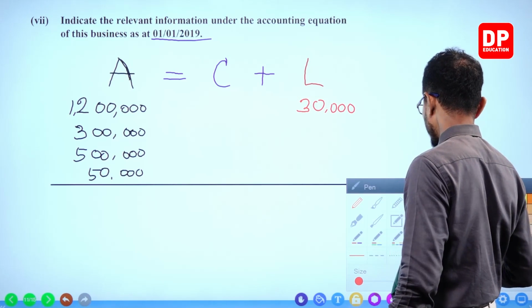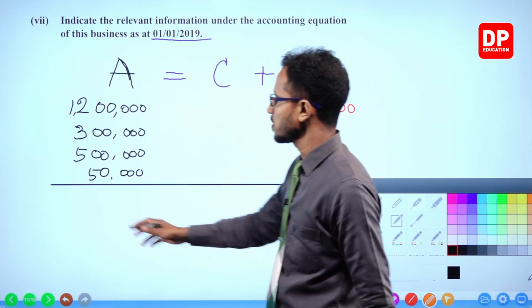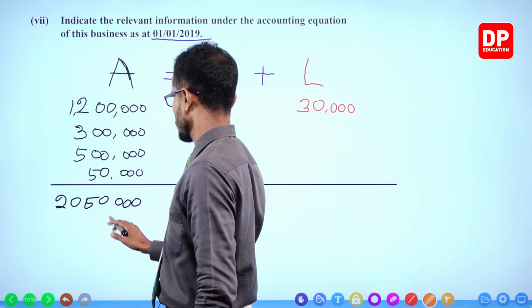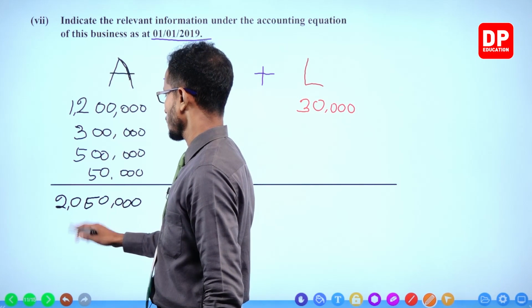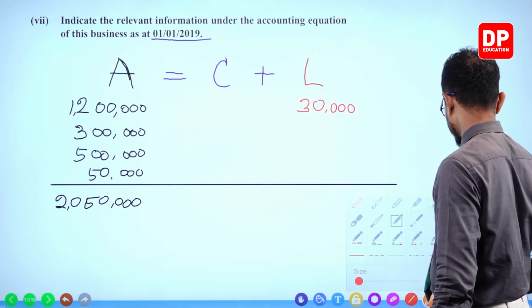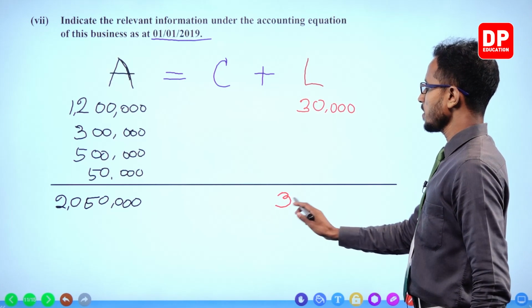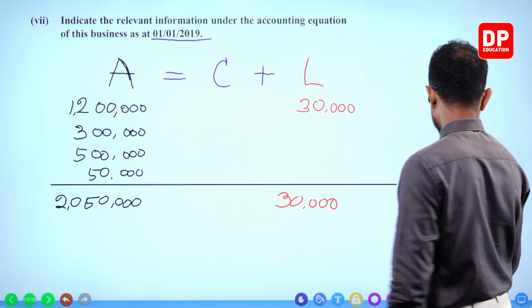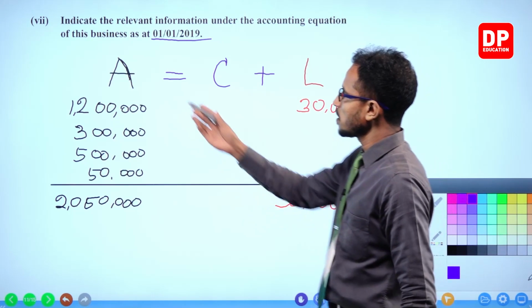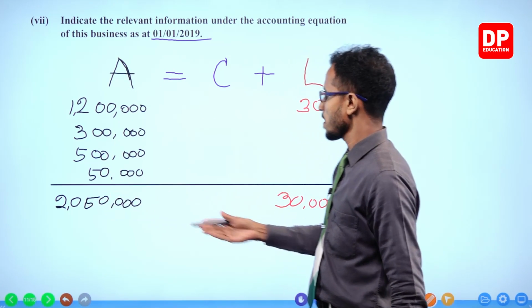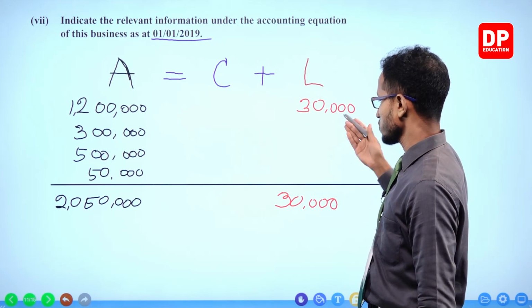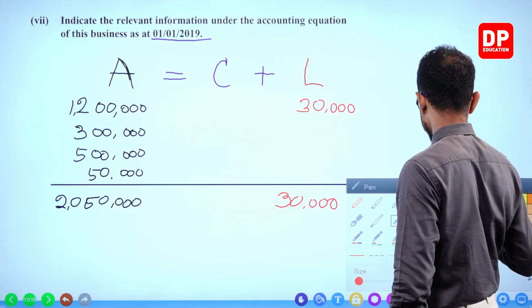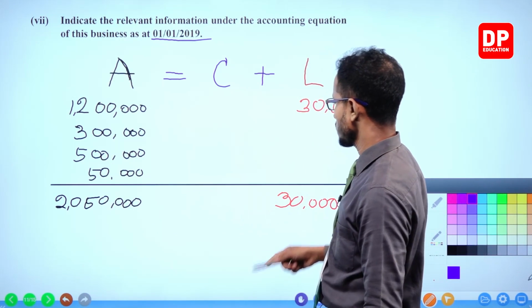Take your totals, then you are done. You can find capital again here. 20 lakhs 50,000, then only 30,000 under liabilities. Then you're done. Capital, how much? Assets are 20 lakhs 50,000. From that, liabilities you have 30,000. We did that earlier. Then capital becomes 20 lakhs 50,000 minus 30,000, 20 lakhs 20,000.